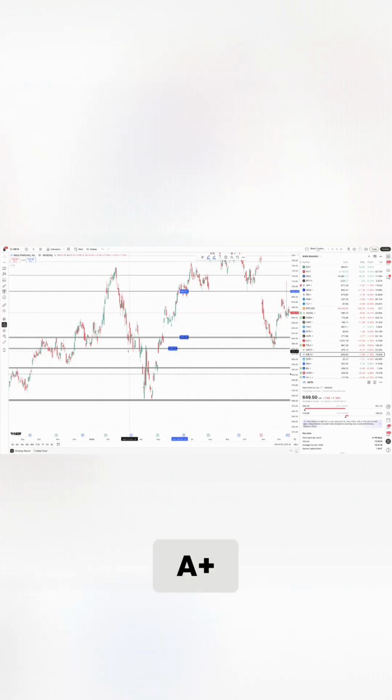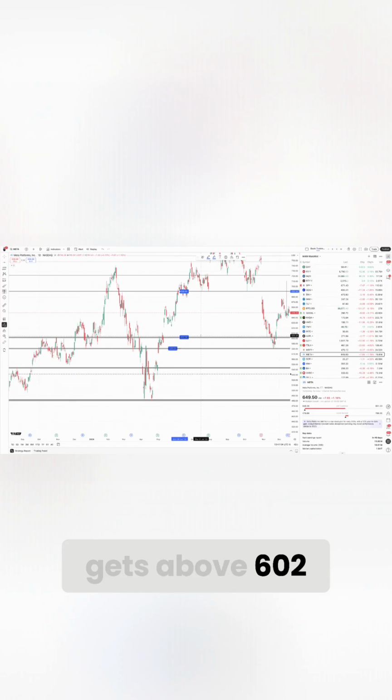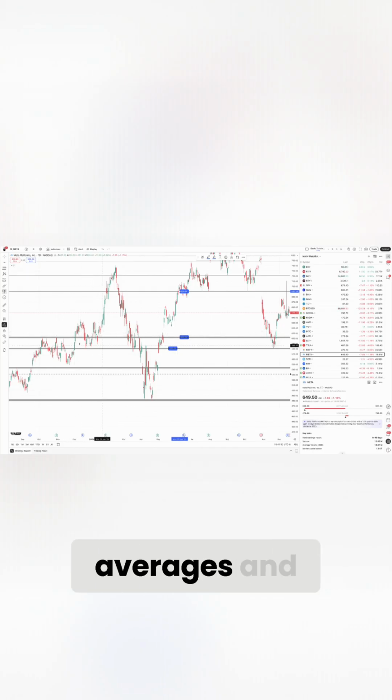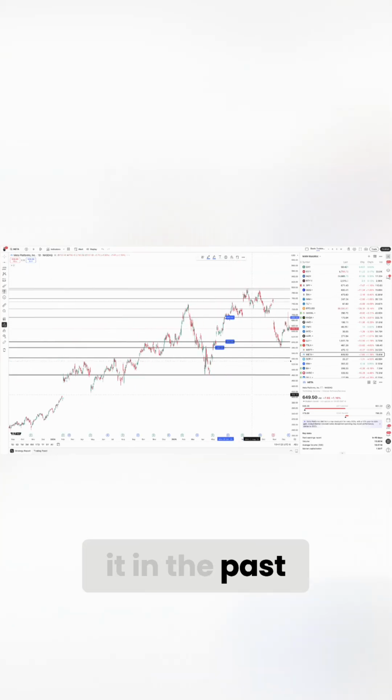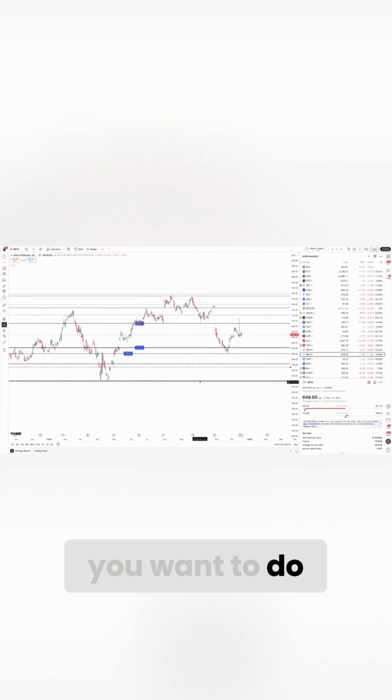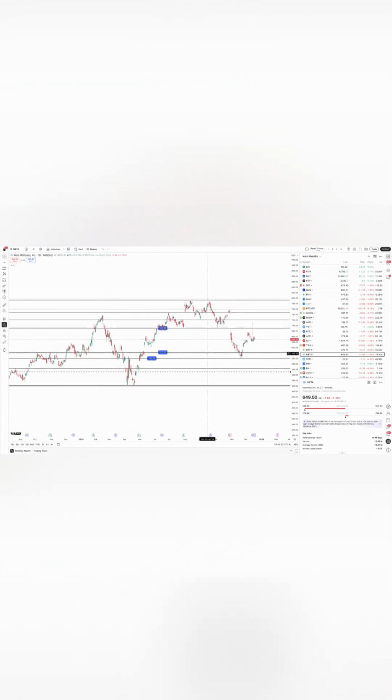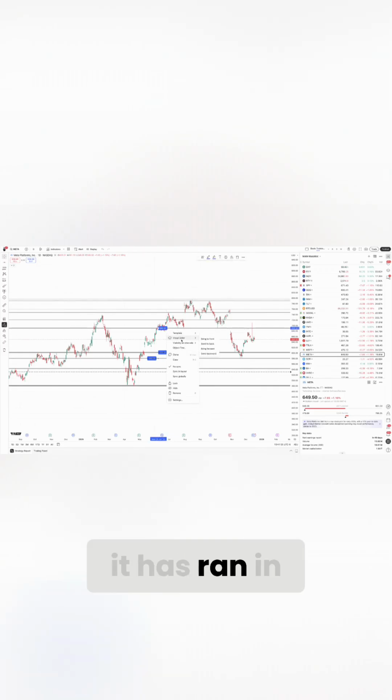But the bigger A plus trade is when Meta gets above 602 and holds with a dominant candle. It means you see a candle open and close with the full candle above this level, and you see your moving averages and everything in agreement. This is the best range to trade Meta in to make the most money, right? In this range, Meta can push up aggressively, and it has done it in the past. So there's two things you want to do. To verify this is an A plus range, you first of all want to see that it has run in that range in the past.